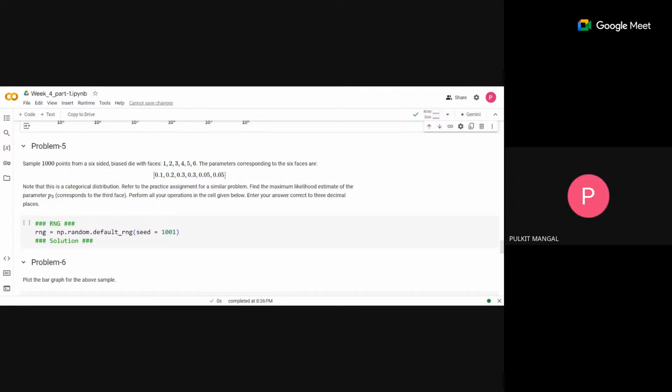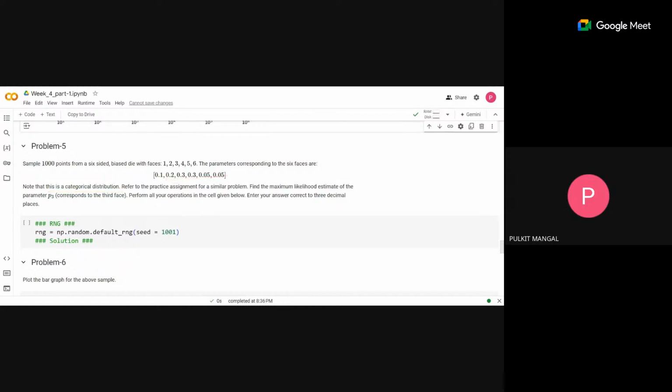Problem 5: sample 1000 data points from a 6-sided biased die with these faces. Before we were only sampling 2, now we will sample 6. And these are the parameters. This is the categorical distribution.